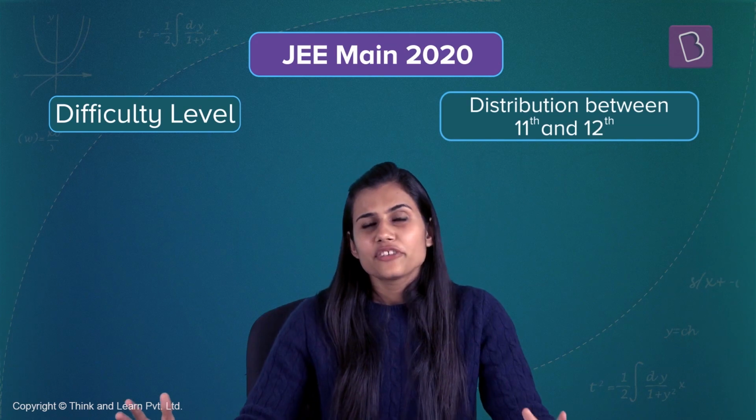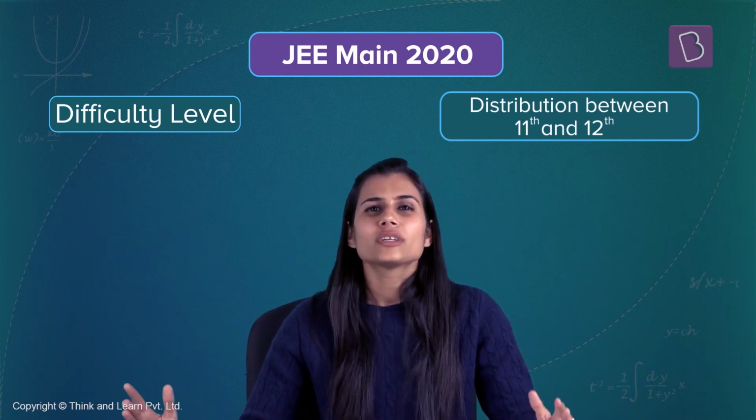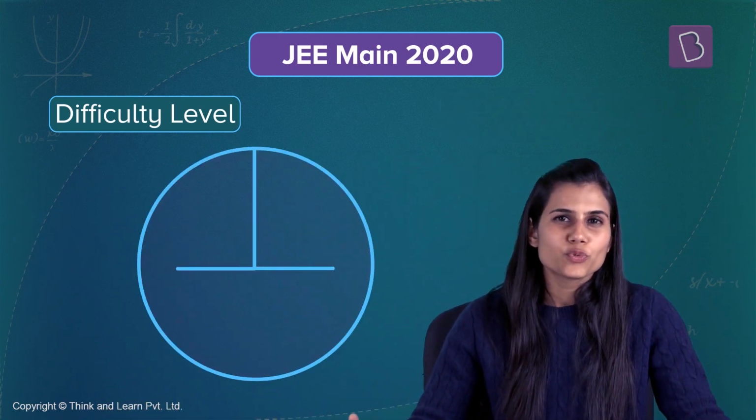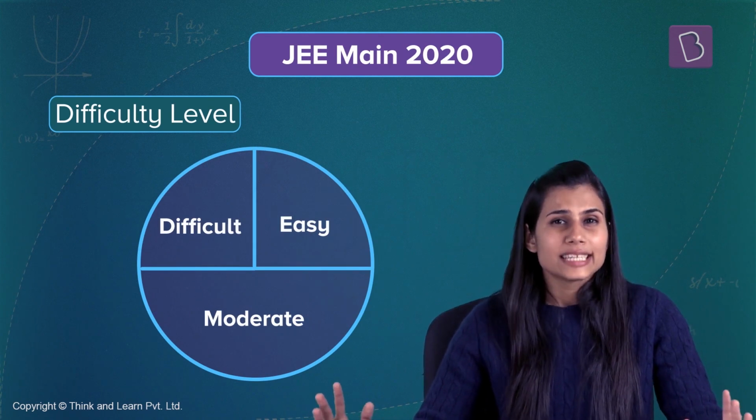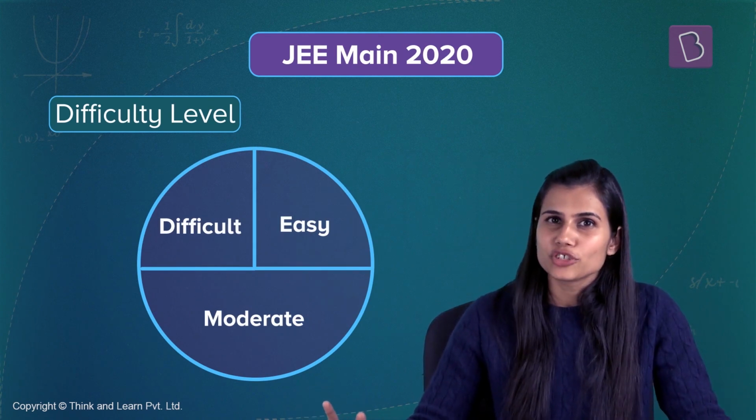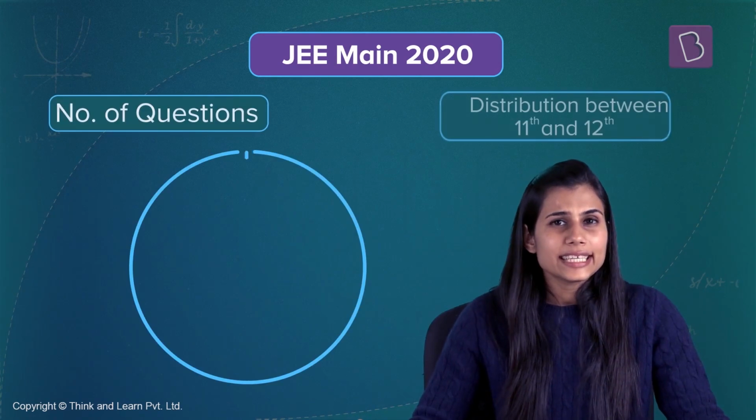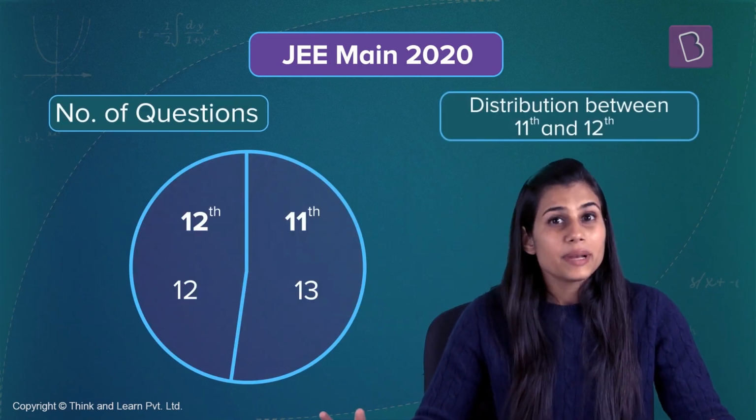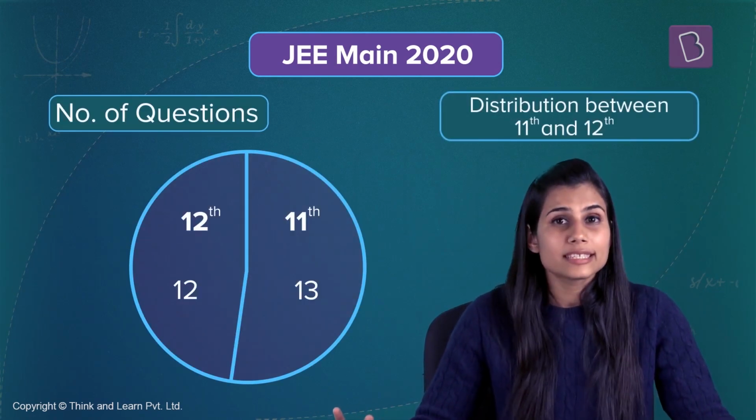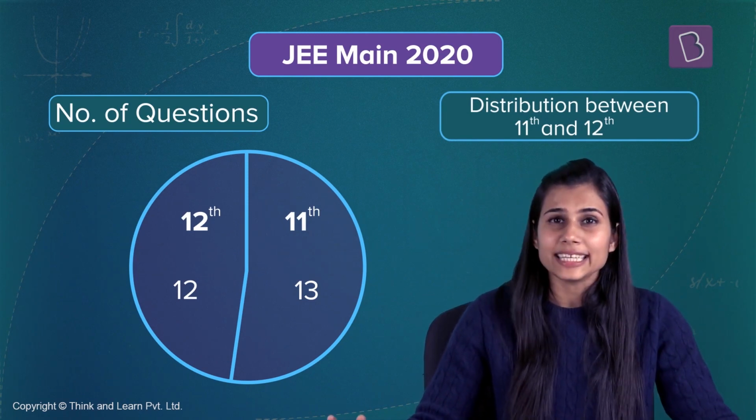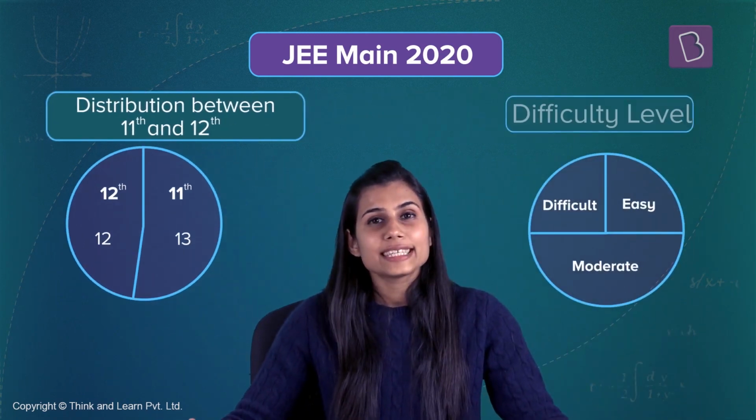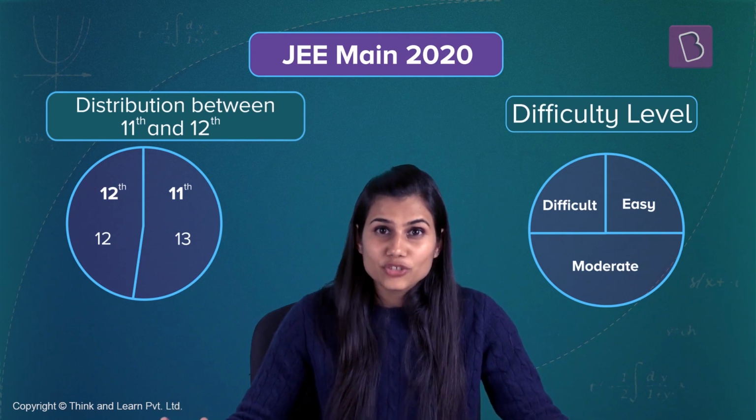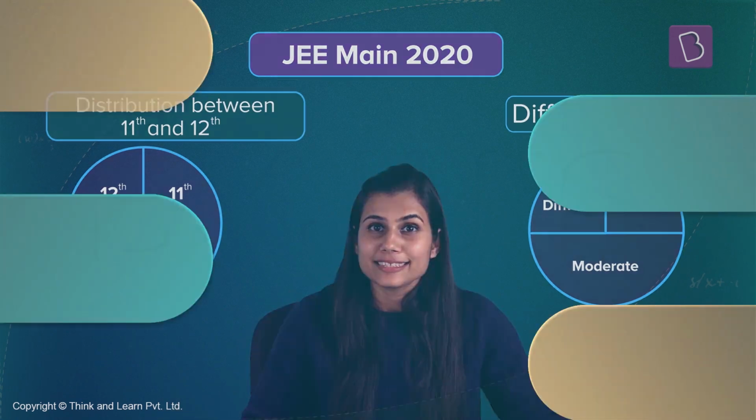If I move towards the ratio of easy, medium and hard, it was approximately 1:2:1, which means that the paper was nicely set and well structured. Next, as you can see that the number of questions asked from 11th and 12th were almost the same, so the weightage was approximately equal. All in all, we can say that the paper was well structured and well balanced.